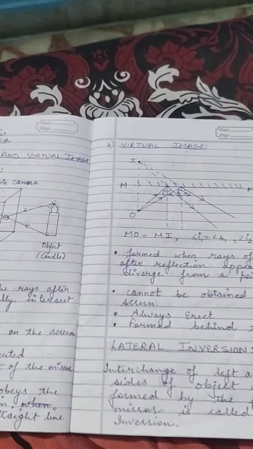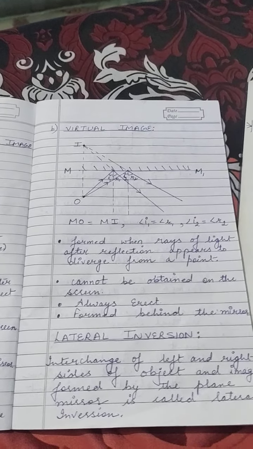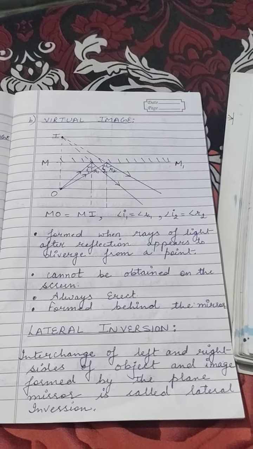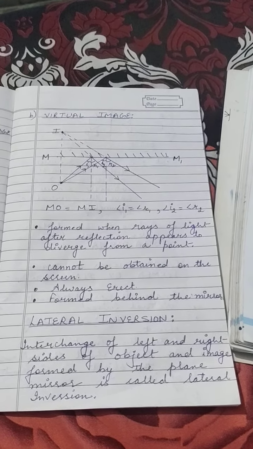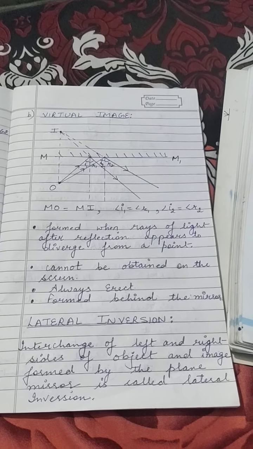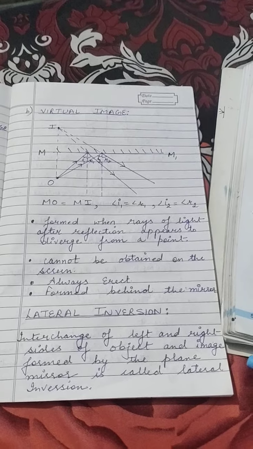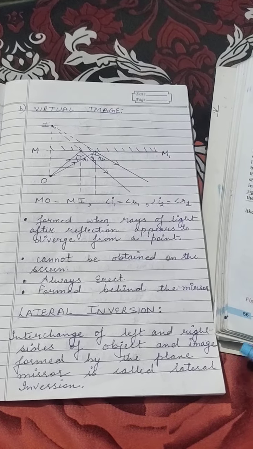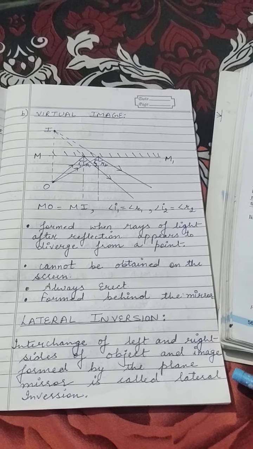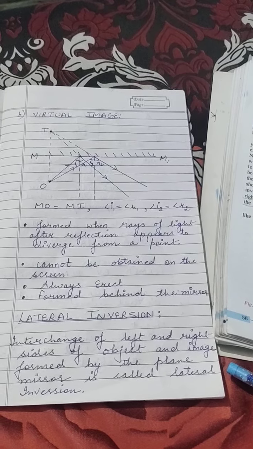Is it clear now, the difference between real and virtual image? A real image is that in which the light rays after reflection meet at a point, but in a virtual image the rays of light after reflection appear to diverge from a point, means they are produced backward and then they meet at a point. A real image can be obtained on the screen, but a virtual one cannot be. So a real image is always inverted, whereas a virtual image is always erect.